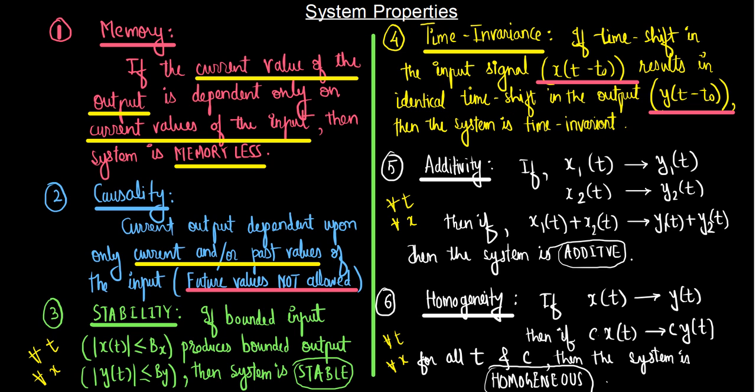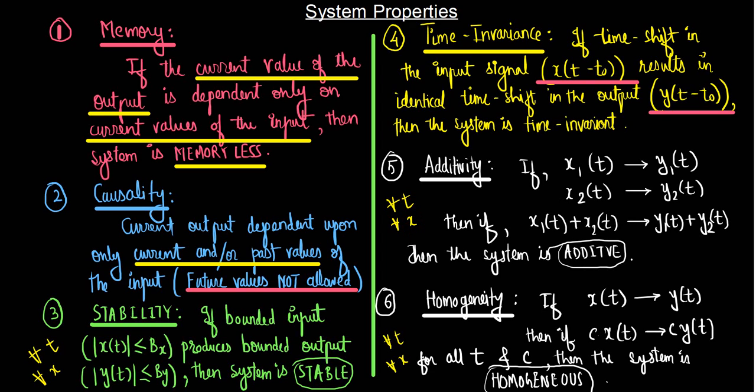Similarly, we have defined the property of additivity. For verifying whether a system is additive or not, we do two experiments. We give two inputs and check their individual outputs. If we give x1 of t, we get the output y1 of t. If we give x2 of t as another signal, we get output y2 of t. Then we give both the signals x1 of t and x2 of t together as an addition, and we check whether the individual outputs are also getting added. It is important to note that this must be true for all the values of t and for all types of x. If that is the case, then we say that the system is additive.